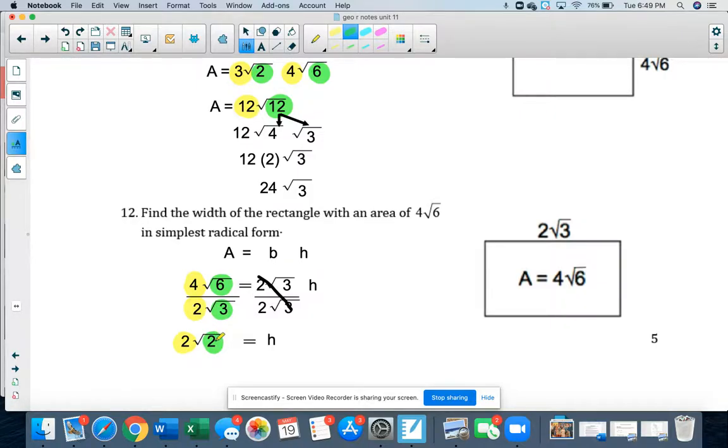Okay, so there's no homework on this. Tomorrow, the next video, we're going to be adding and subtracting radicals, and then you will try a Delta Math practice on that.